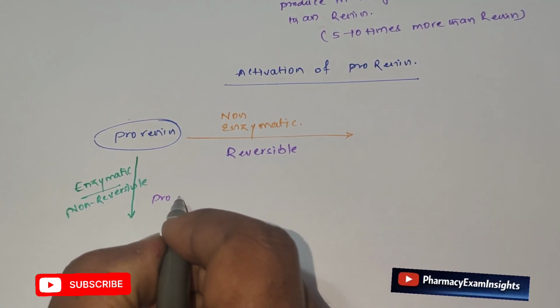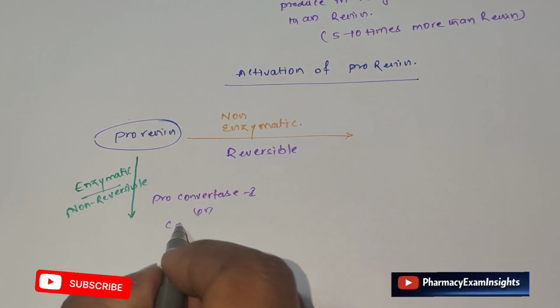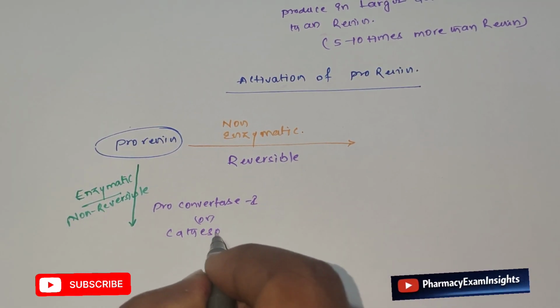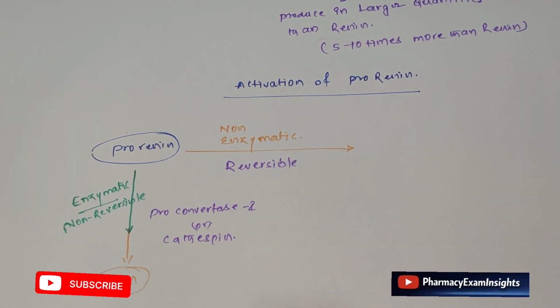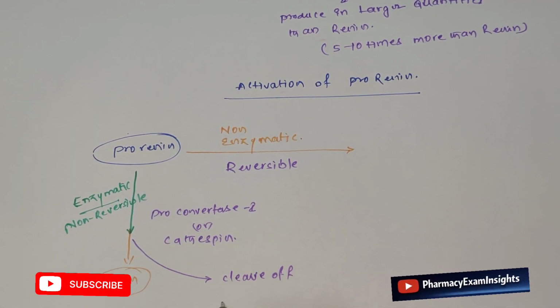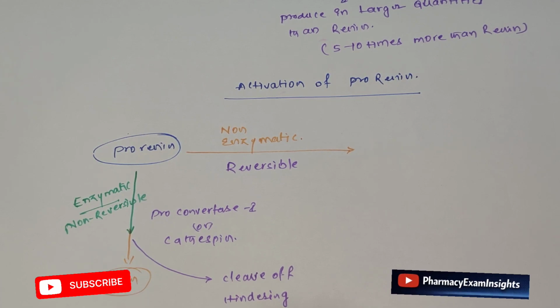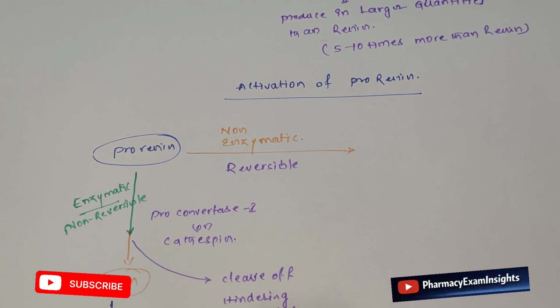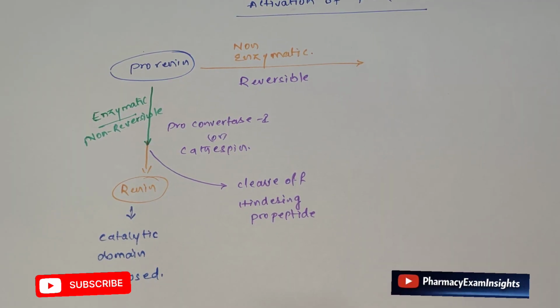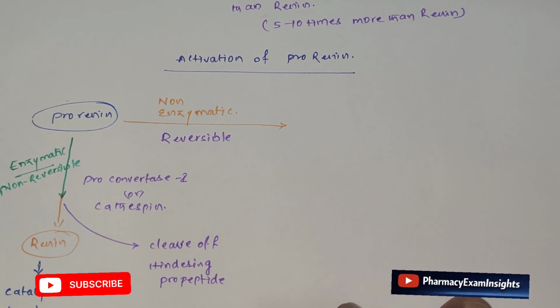Coming to enzymatic activation, proconvertase 1 or cathepsin converts the prorenin into renin by cleaving of the hindering propeptide, and the catalytic domain of the renin is exposed.